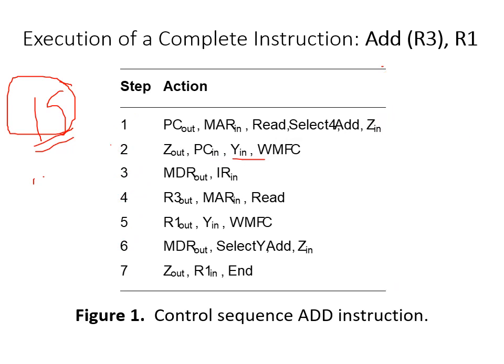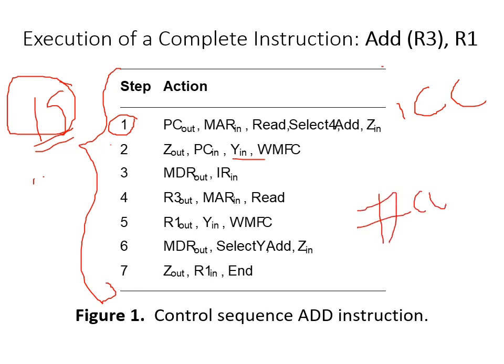We know that every step of a control sequence for any instruction should be executed within one clock cycle. That means the add instruction I have written here has 7 steps, so my add instruction takes 7 clock cycles in order to get executed completely.